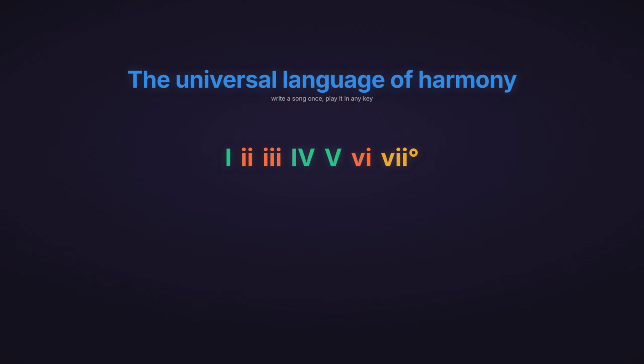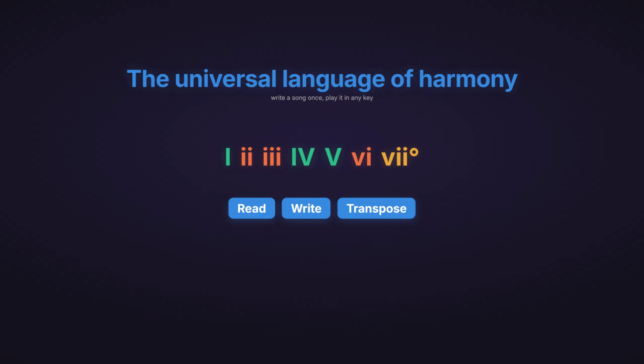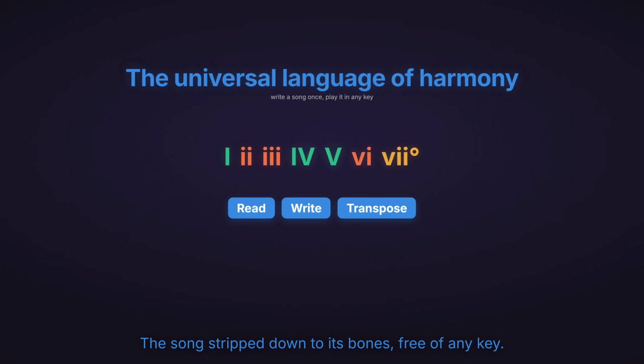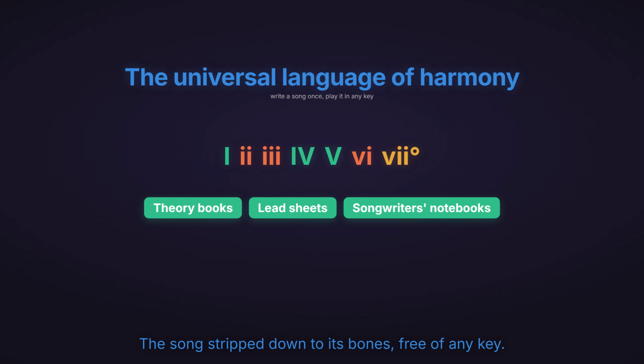So that is the whole tool, sitting in your hands. 7 numbers, 1 through 7, each one a chord built on a step of the scale, with capitals for major, lowercase for minor, and a circle for the diminished one at the top. From here on, harmony stops being a list of chord letters to memorize key by key, and becomes this, a universal language that any musician anywhere can read, write, and transpose on sight. A progression in numerals is the song stripped down to its bones, free of any one key. This is how chord progressions are written in theory books, on lead sheets, in your favorite songwriter's notebook, all of it. From now on, everything we build will be written this way.